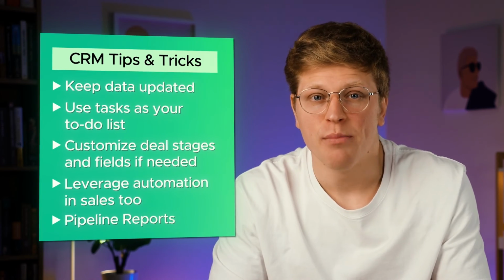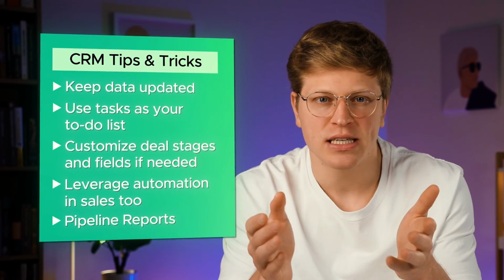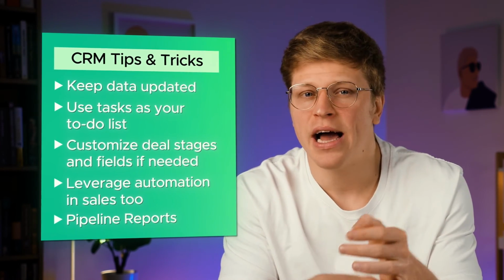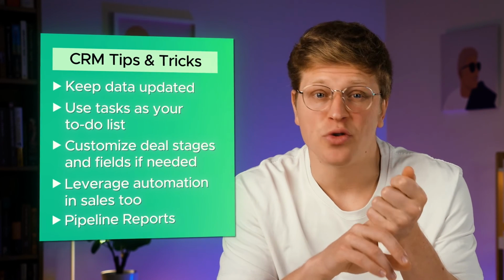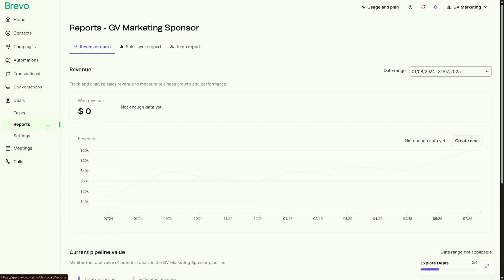Pipeline reports. Brevo offers a basic sales dashboard where you can view metrics such as total revenue in the pipeline, win rate, average time to close, and more. In the left sidebar under Deals, click on Reports. There are the Revenue Report, Sales Cycle Report, and Team Report, all of which contain valuable data for identifying pain points and refining your sales pipelines or team workflow in the future.